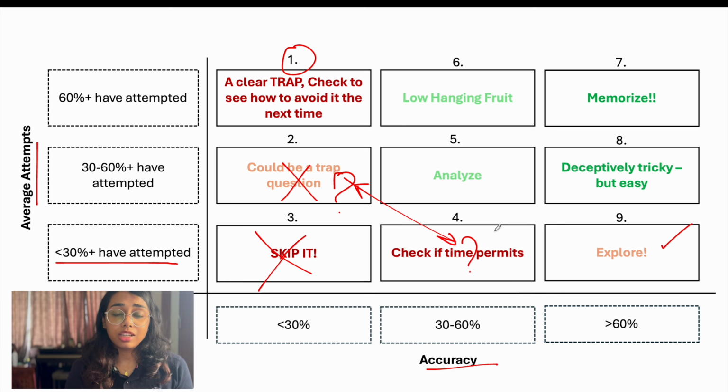Now, if we look at 30 to 60% of people have attempted it, this is block 5, and 30 to 60% of people are also getting it right, then analyze it, because it is a doable question. That's what it means. Okay, now if 60% of people have attempted but less than 30% have gotten it right, this is a trap question. Isko analyze zarur karna, but attempt kabhi mat karna.